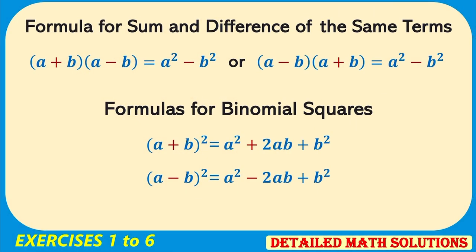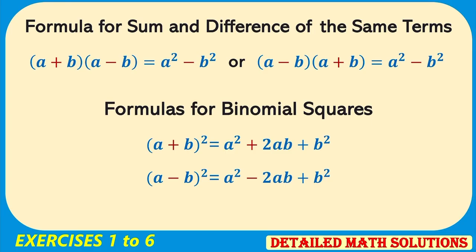To solve these exercises I'm going to use the formula for sum and difference of the same terms: (a + b)(a − b) = a² − b². This formula can also be written as (a − b)(a + b) = a² − b².